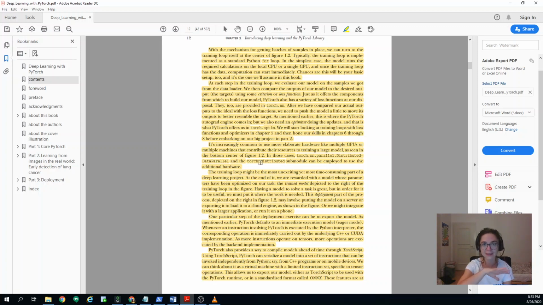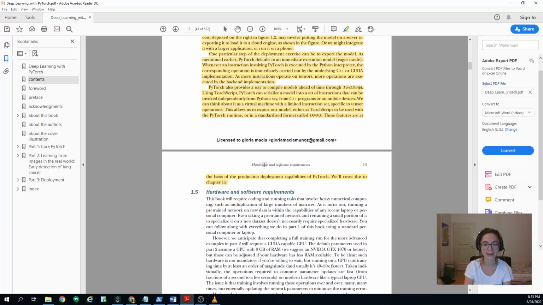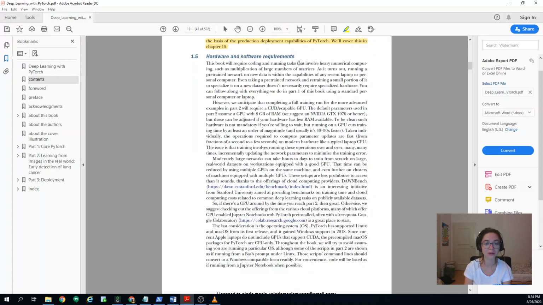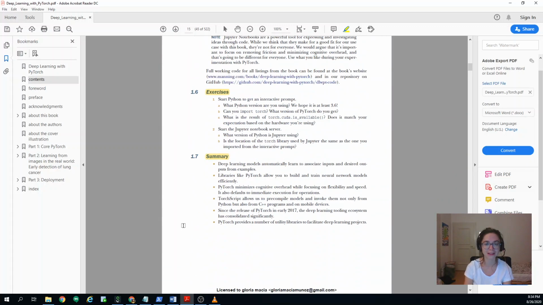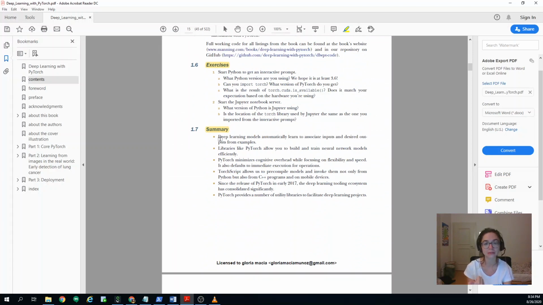So I think that's a very nice high level overview of it. And finally, to conclude, we have these hardware and software requirements, which we don't need to mention again because we have already done the setup in a previous video, right? So what I'm going to do now is just go over the summary, and we said deep learning models automatically learn to associate inputs and desired outputs from examples. Libraries like PyTorch allow you to build and train neural network models efficiently. PyTorch minimizes cognitive overhead while focusing on flexibility and speed. It also defaults to immediate execution for operations. TorchScript allows you to pre-compile models, the opposite of eager mode, and invoke them not only from Python but also from C++ programs and on mobile devices. Since the release of PyTorch in early 2017, the deep learning tooling ecosystem has consolidated significantly around PyTorch and TensorFlow, and PyTorch provides a number of utility libraries to facilitate deep learning projects.